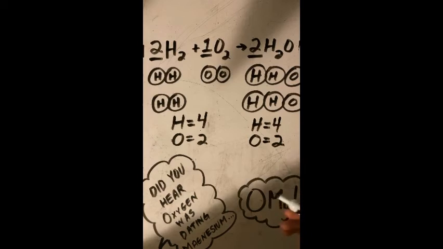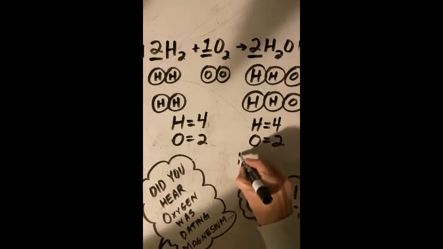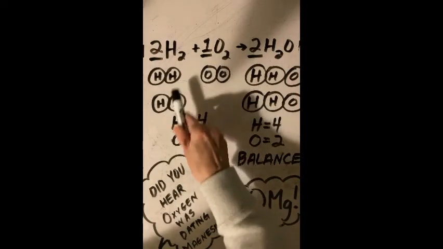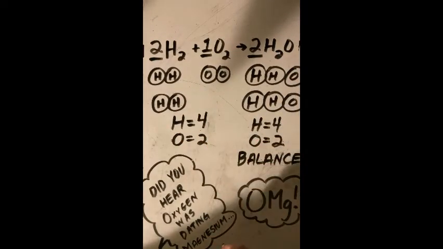And when you compare the atoms on the reactant side to the atoms on the product side, you realize they are the same. This is an example of a balanced chemical equation. The reactants rearrange to form products.